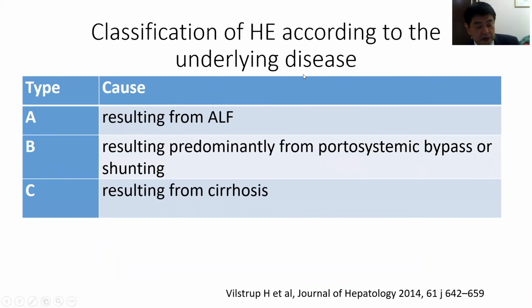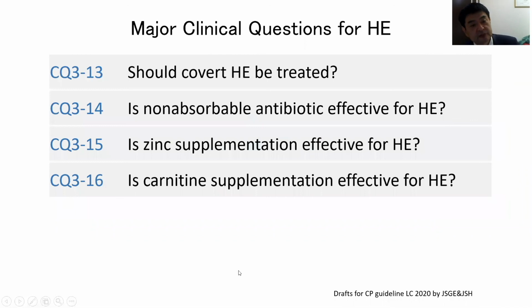Also, as in the AASLD guidelines, we need to classify HE according to its underlying liver disease. Type A results from acute liver failure, type B results predominantly from portal systemic bypass or shunting, and type C results from cirrhosis. For hepatic encephalopathy in Asia, most of the patients have this type C encephalopathy.